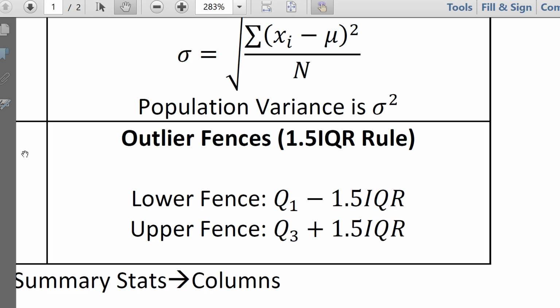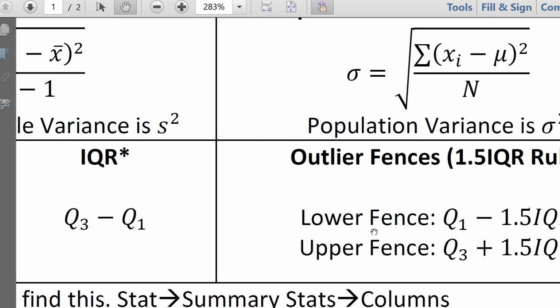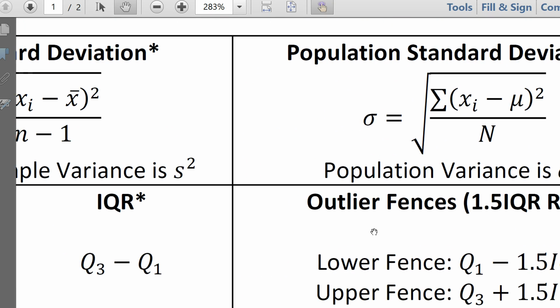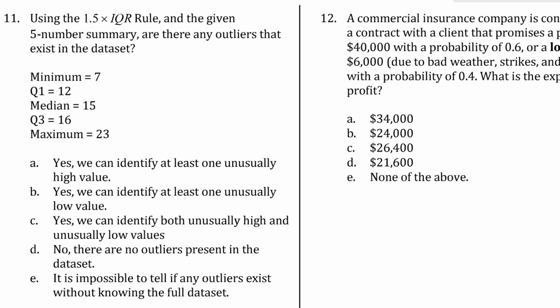So the lower fence is Q1 minus 1.5 times our IQR, and Q3 plus 1.5 times the IQR gives us the upper fence. And what is the IQR? It's just Q3 minus Q1. So going back to the problem now, notice they actually gave us the Q1 and Q3, so that way we can calculate our IQR. In this case, if we do 16 minus 12, we get an IQR of 4. That's our measure of spread.